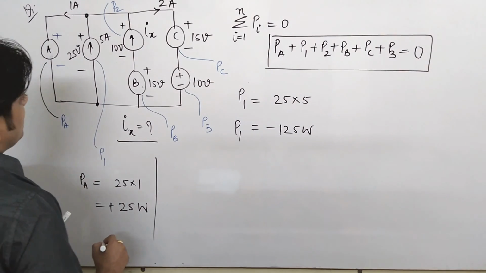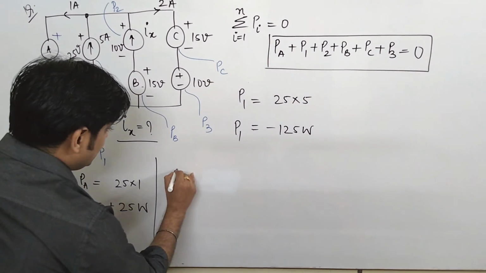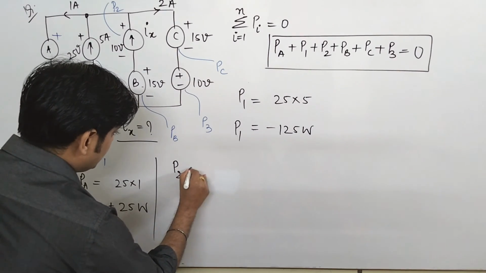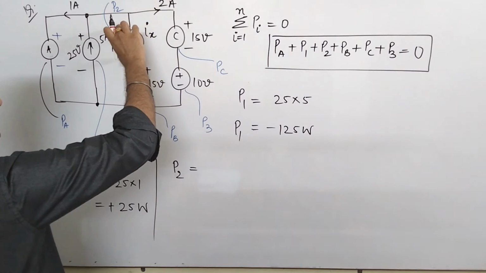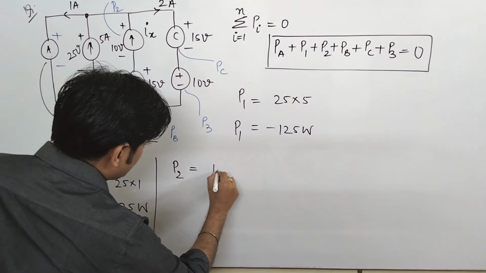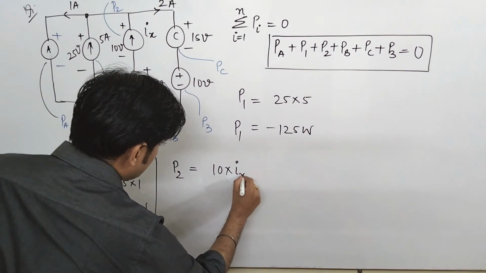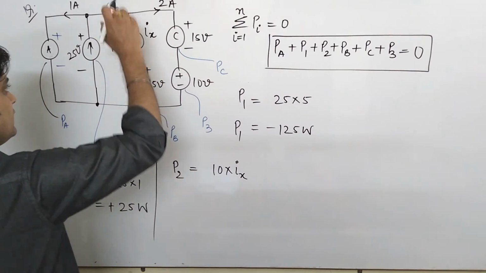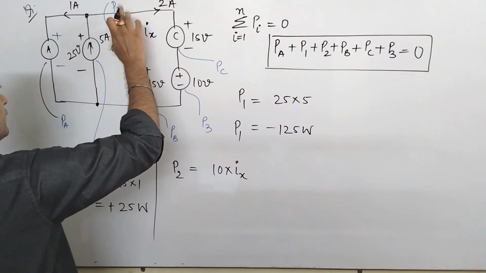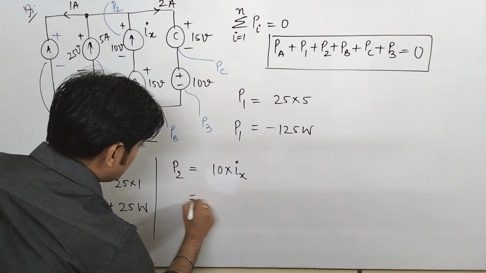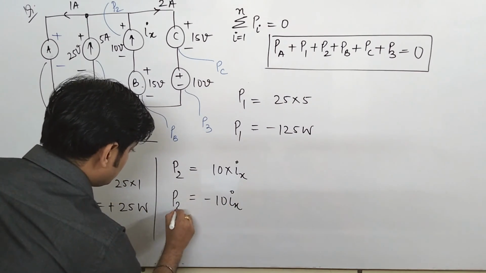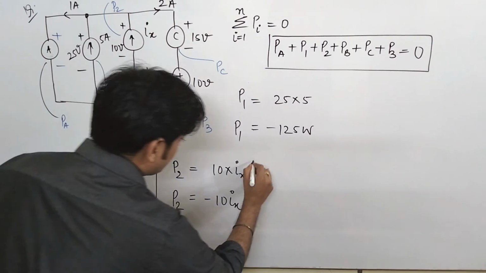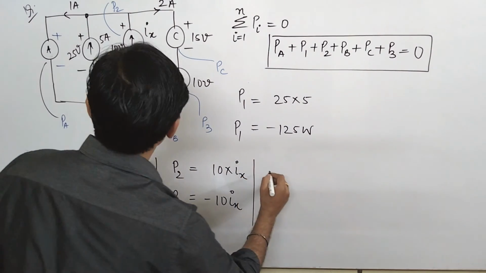Now come to the next, that is P2. We'll talk about P2. See, where is P2? Yes, this is P2. The current is Ix. The voltage is 10 volt. So it is 10 into Ix. Now you see, again this source is delivering the power because current is going out from this node. So that comes to be minus 10 Ix. Okay, so this is delivering power to the network.